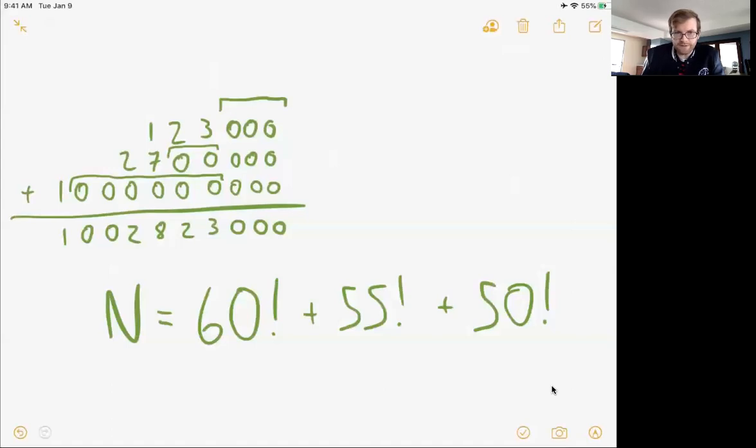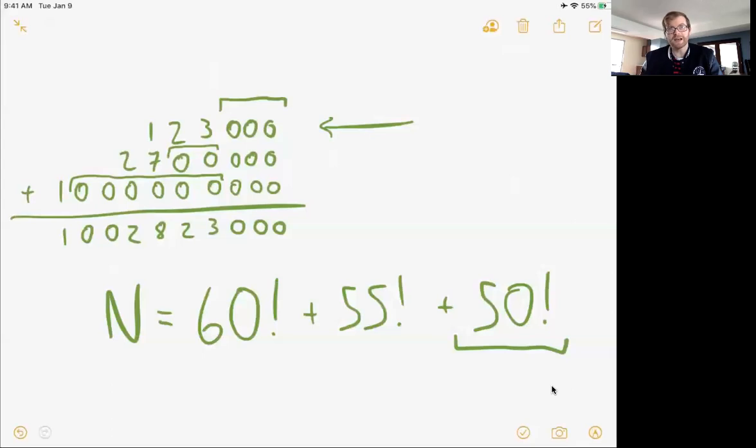Furthermore, 60 factorial has a lot more factors of 10 than 55 factorial, which has a lot more factors of 10 than 50 factorial. And so 50 factorial is the only one that matters. It's like this number in my little example. It's the number that is going to have the smallest number of factors of 10 out of all three of these numbers. So it's the only one we have to think about. We actually don't have to think about any of the others. So that's a big thing to unlock this problem.